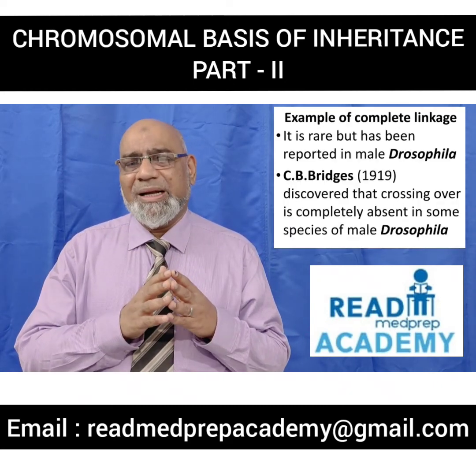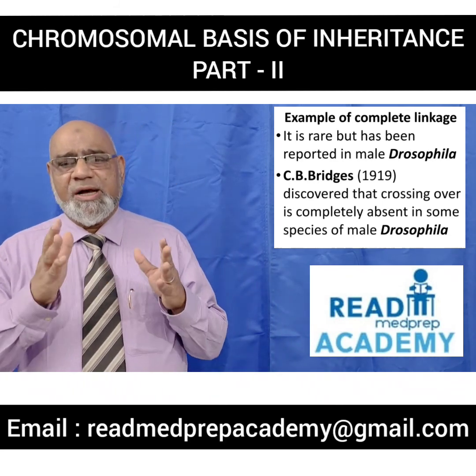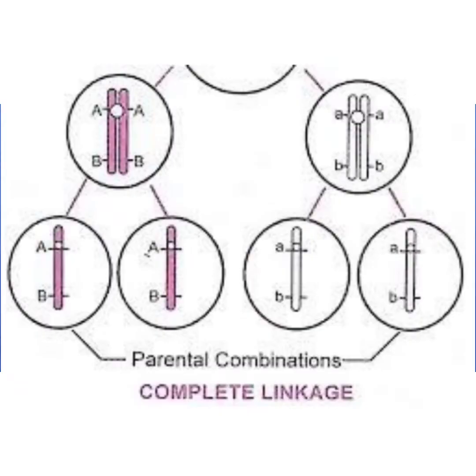It is rare but has been seen in male Drosophila. C.B. Bridges in 1919 discovered that crossing over is completely absent in some species of male Drosophila. Here you can see in this image the parents producing gametes capital A, capital B, capital A, capital B in the homologous chromosomes, small a, small b, and small a, small b in another parent of the homologous chromosome. The gametes produced are capital A, capital B by one parent and small a, small b by another parent. The parental combination that is obtained is capital A, capital B and small a, small b. This is a complete linkage. Only the parental combination is obtained.